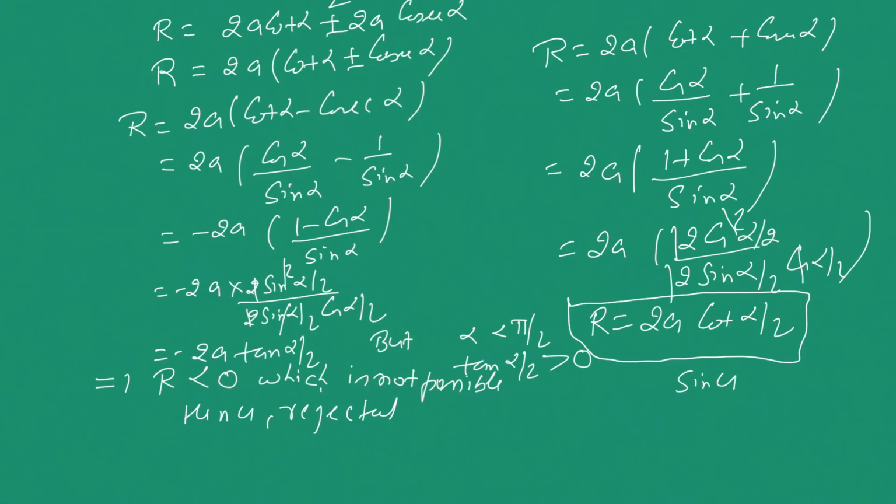Since you can see alpha is less than pi by 2, this implies cot alpha by 2 is greater than 0, hence r is positive. So this is what we were required to prove, and this question is very important from the examination point of view.